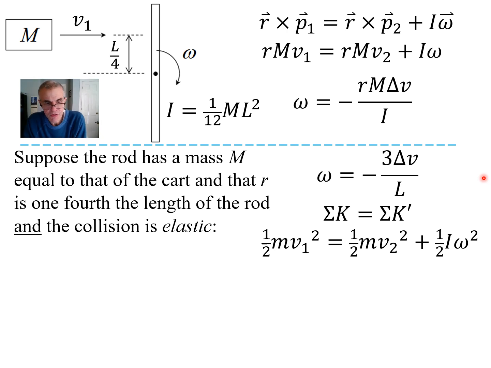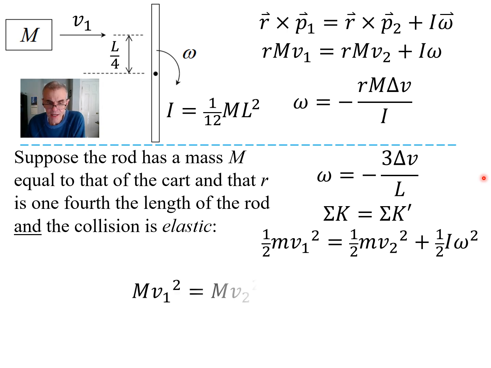That gives me an additional constraint, and it's actually kind of cool what can happen in a problem like this. If we know the initial velocity of the cart, and we know that it's elastic, and we have all this other information, we can actually determine the angular speed and the linear velocity of the cart afterwards. We can basically solve for two unknowns: what happens to the rod and what happens to the cart.